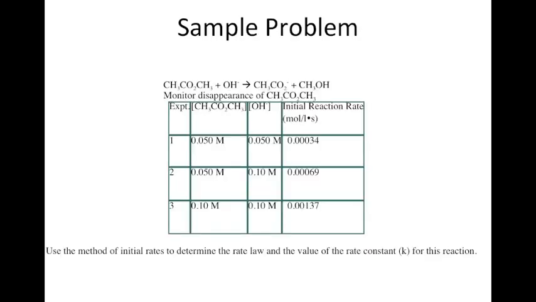Okay, so let's take a look at a sample problem involving rate laws. In this problem, you have a chemical reaction, CH3CO2CH3, that reacts with the hydroxide ion to form our two products. You're given a set of experimental data where you have changed the concentration of either reactant, and you've measured the initial rate of the reaction.